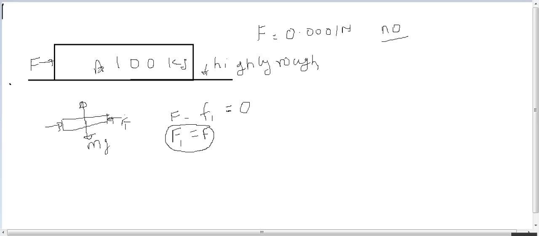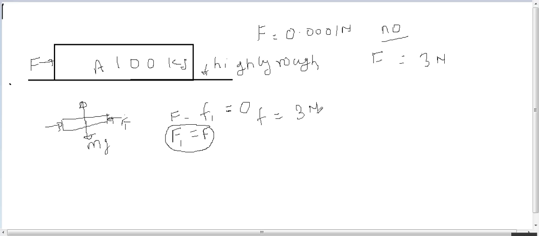Suppose this F is 3 Newton, and again let's suppose the block is not going to move. So what is the friction force here? F1 is equal to 3 Newton again.